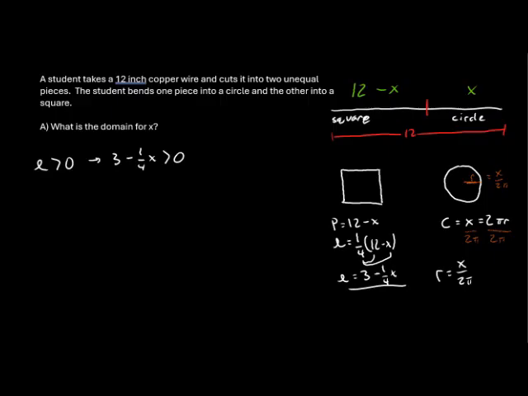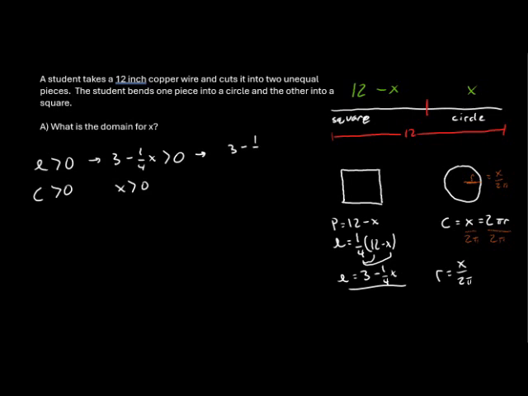However, our limitation for the circle is that the circumference must be greater than 0. This means that x must also be greater than 0. With that in mind, let's solve the inequality on the top.